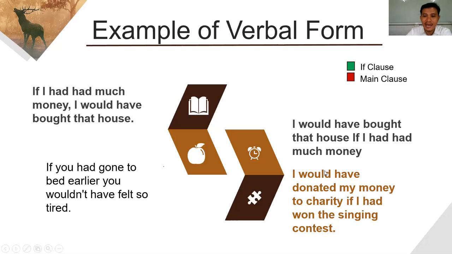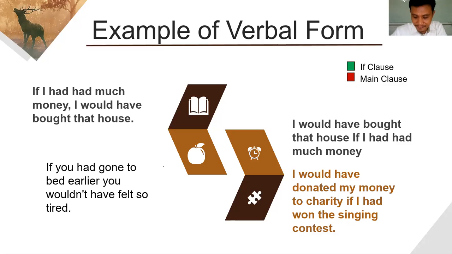Subject, would, plus have, plus verb 3, and then the object. And then the if clause or the condition: if, followed by a subject, and then had because it's past perfect tense, and then verb 3 of win, won, right? Won, and then the singing contest as an object.